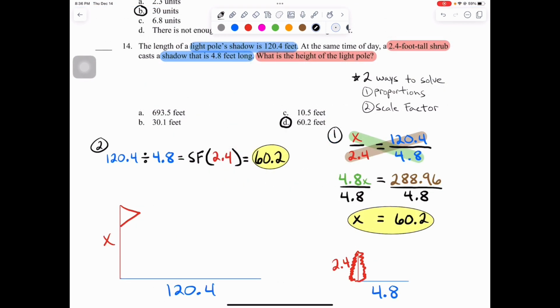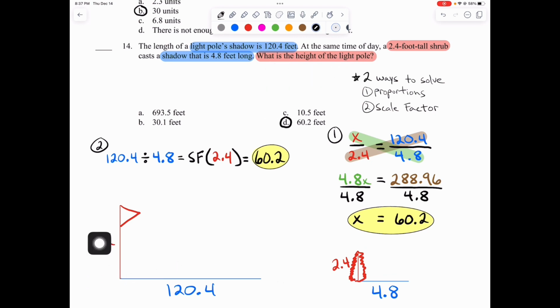For some of these problems, I left the color-coded notes built in. One, to give you, especially for this one, both ways to solve. Also, to assist you with identifying when reading through the word problem. The length of a light pole's shadow is 120.4 feet. So here's our light pole shadow. I made a flagpole because I grew up playing Mario Brothers. And at the same time of day, a 2.4 foot tall shrub, there's our little shrub there, casts a shadow that is 4.8 feet long. What is the height of the pole?